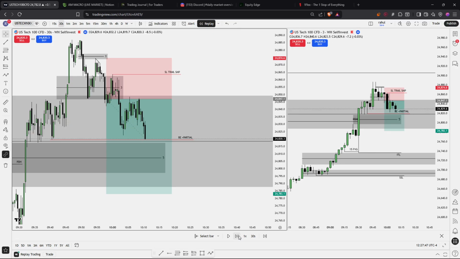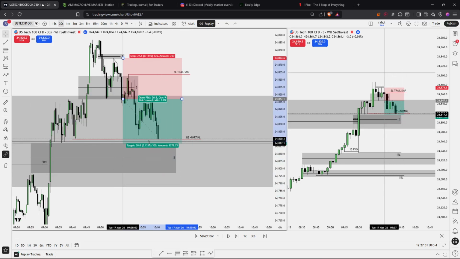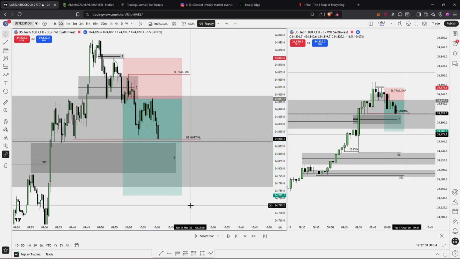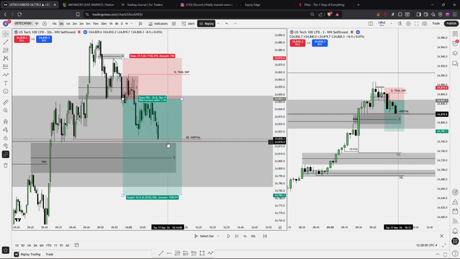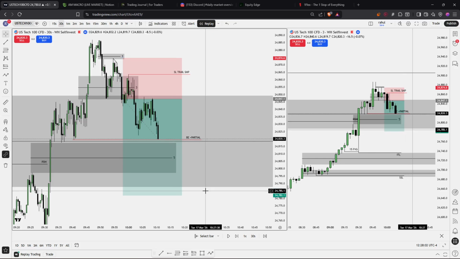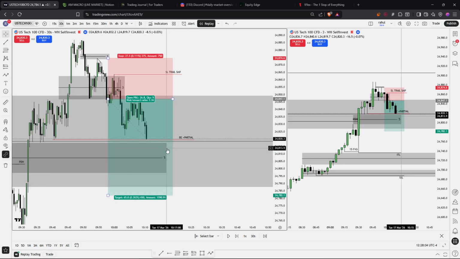Then we come down nicely, and as it touched this point, I have taken out break even and I have put partial also. This was exactly 1 is to 1, and overall this was 2 is to 2.37. So at this point, I've taken out partial and I put my stop loss to break even. How much percent have I taken out? 50, 60% I've taken out.